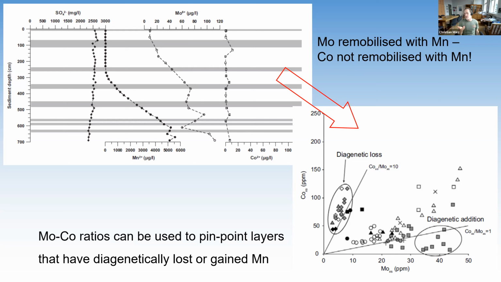We still don't fully understand why that's the case, but basically, as manganese oxide layers get dissolved, molybdenum goes with the manganese, but cobalt doesn't. Cobalt stays behind. And that now allowed us to look at molybdenum-cobalt ratios within these layers and define layers that have experienced the diagenetic loss of manganese and the diagenetic addition of manganese. And we've applied this to various cores in the Arctic Ocean, and that gave us a pretty good handle on what happens in these sediment cores.